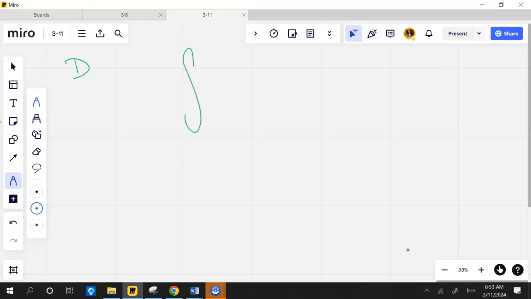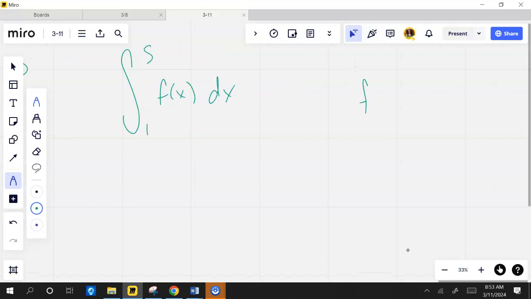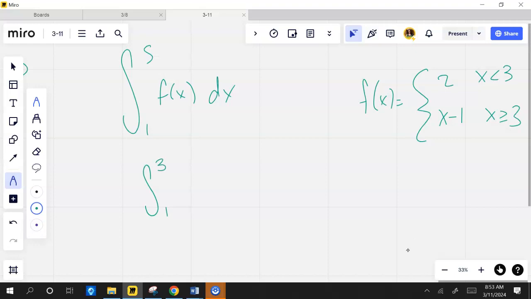It wants to know the integral from 1 to 5 of f of x. So again, I'm going to have to split this one up because I've got this piecewise, right? And the first one runs for x less than 3. The second one is for x greater than or equal to 3. So since I want to go from 1 to 5, I'll go from 1 to 3, and for that one, I'm going to use 2. And I'm going to add that, and then from 3 to 5, I'm going to use x minus 1.